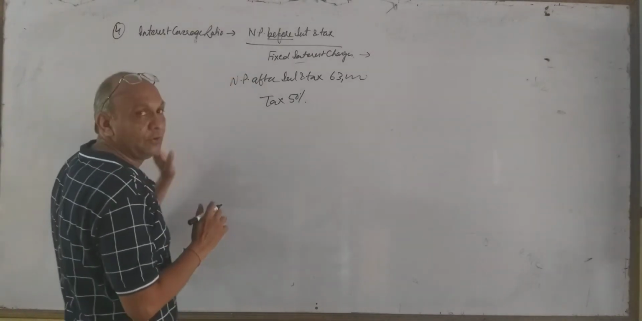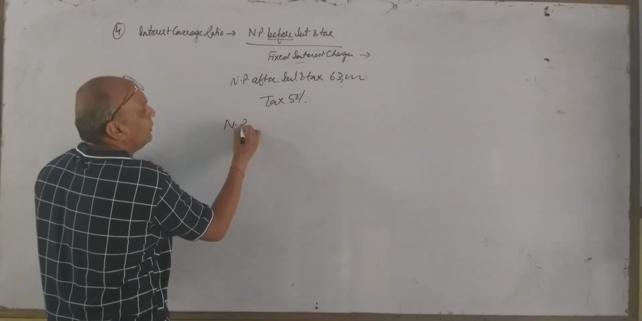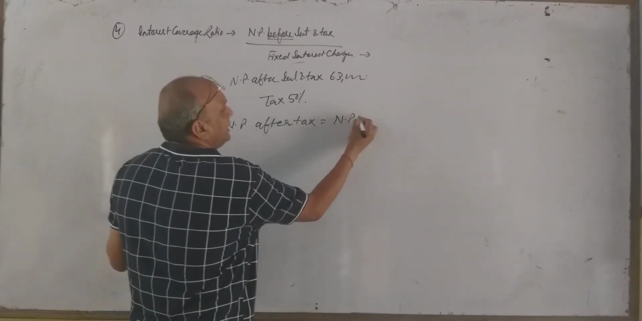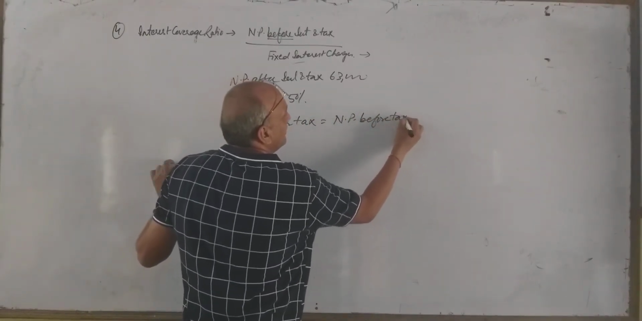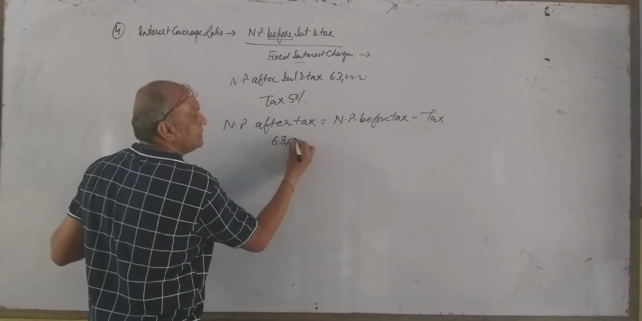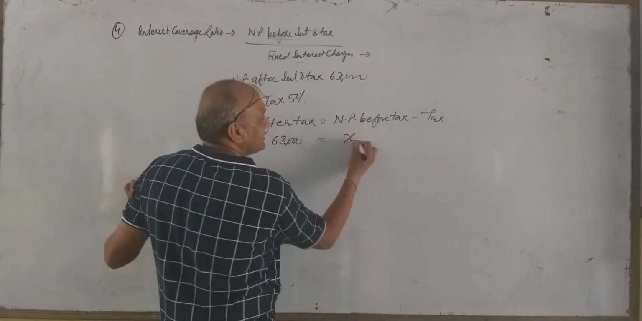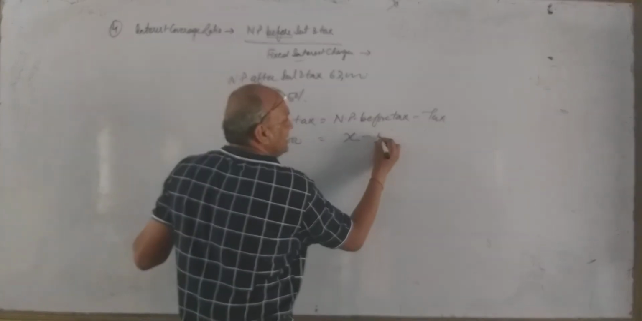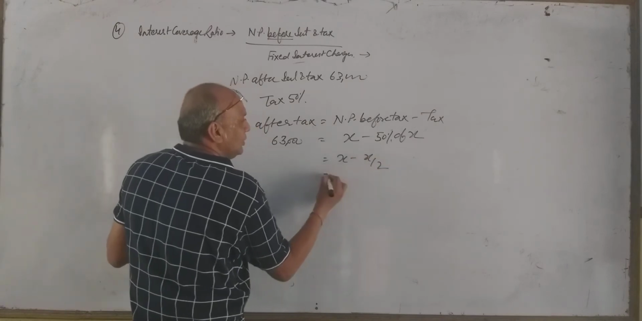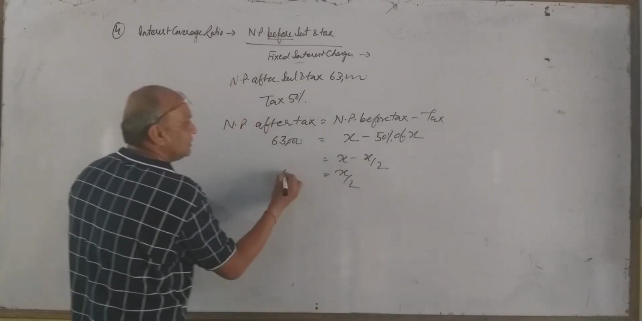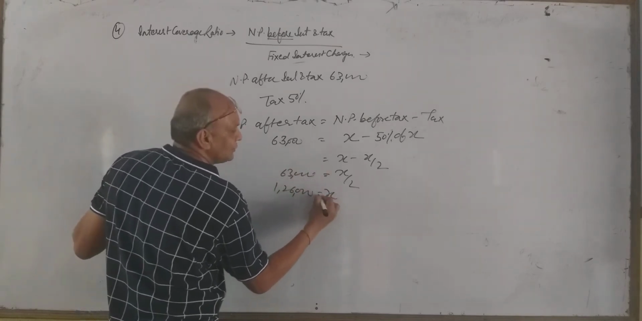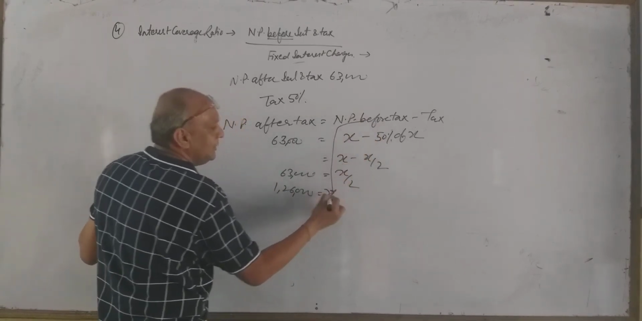First we need net profit before tax. In my previous numerical I told how to do it. Net profit after tax is equal to net profit before tax minus tax. Agree? This profit after tax is given, 63,000. Net profit before tax is not given. Let us assume it X minus 50% of X. What does it come to, my dear? X by 2. X by 2 is equal to 63,000. That is X is equal to 1,26,000. This is our net profit before tax.